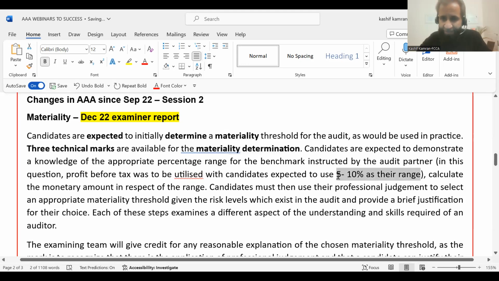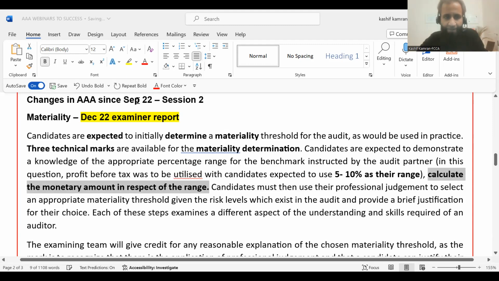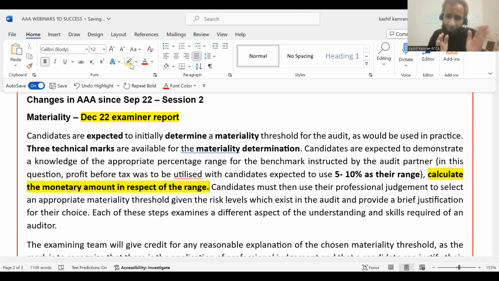range. So the examiner is saying the student should know the range for the threshold, like revenue, like total assets, but in this case, it was profit before tax. Calculate the monetary amount in respect of the range. So the first thing the student has to do is to calculate the monetary amount in respect of the range, 5% and 10%. $3 million, $6 million. So that's the first step you need to do.